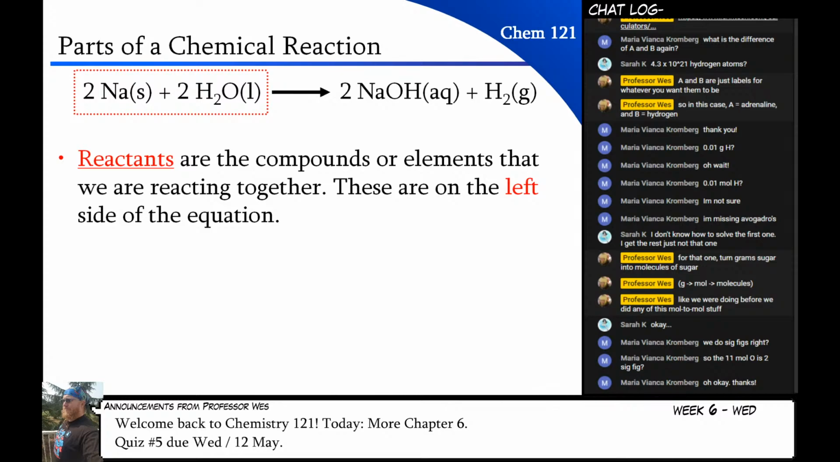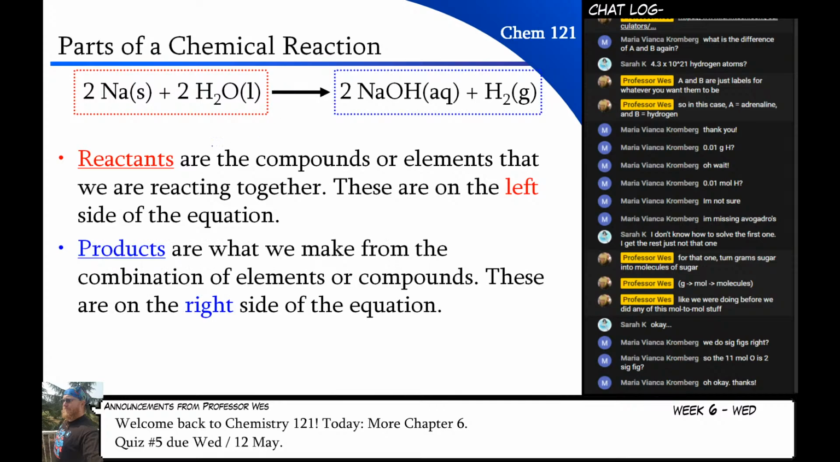Well, if reactants are things you react together, then what do we call what you produce? We call it products.